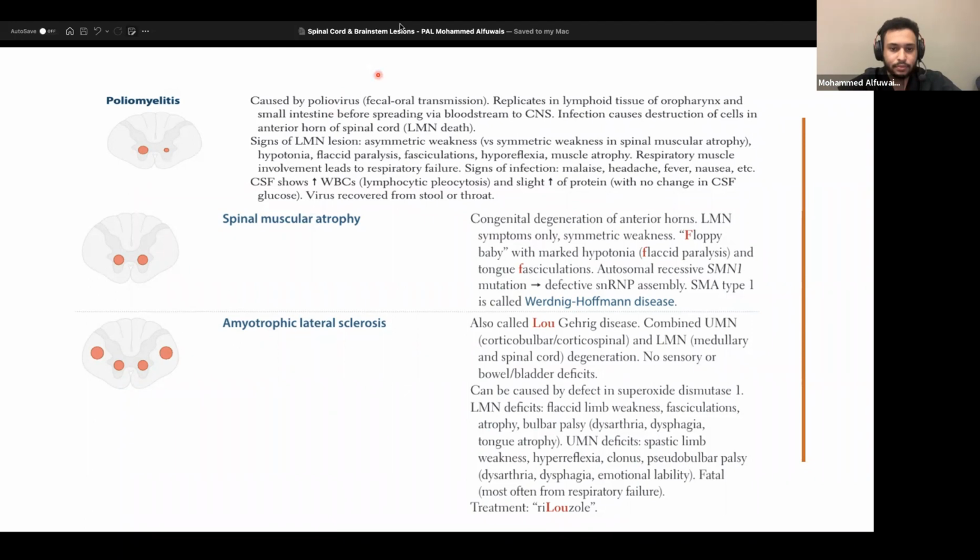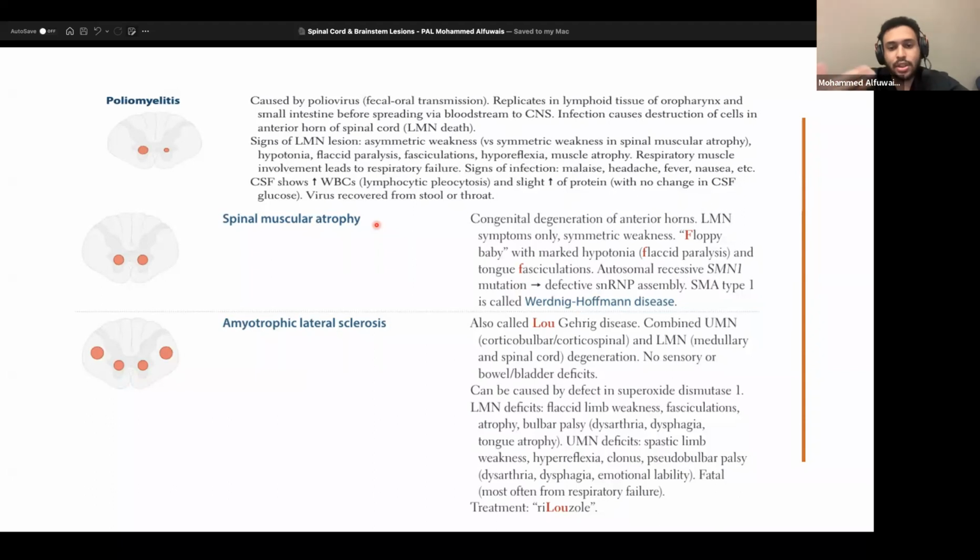The next thing is spinal muscular atrophy. This is the main difference between them, which is symmetrical versus asymmetrical. Another thing is polio is an infection. So you'll have infectious signs, signs of infection, fever, malaise, headaches, and stuff like that.